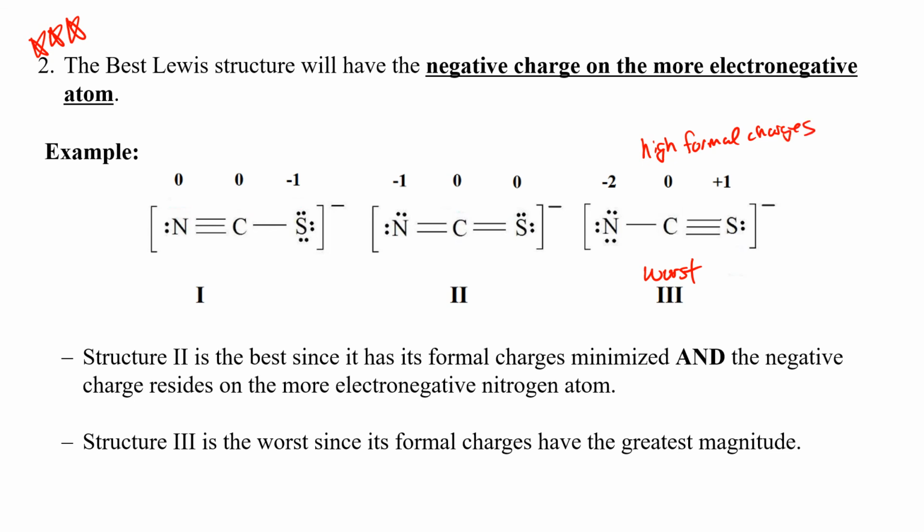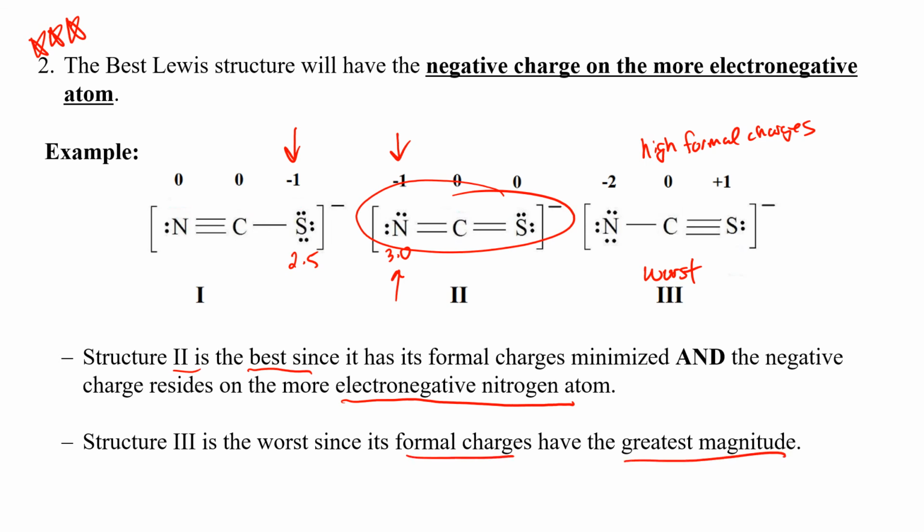Charge separation costs energy. This is a high energy molecule. Now, between our first two, 1 and 2, we can put a negative charge on sulfur or a negative charge on nitrogen. Well, sulfur has an electronegativity value of 2.5. Nitrogen has an electronegativity value of 3. So nitrogen is more electronegative. With the negative formal charge on the nitrogen, this molecule is more stable. So 2 is the best, since the formal charges are minimized and the negative charge is on the more electronegative atom. 3 is the worst because the formal charges have the greatest magnitude.